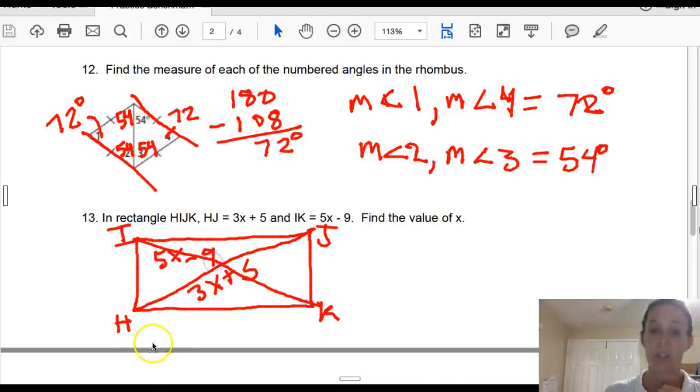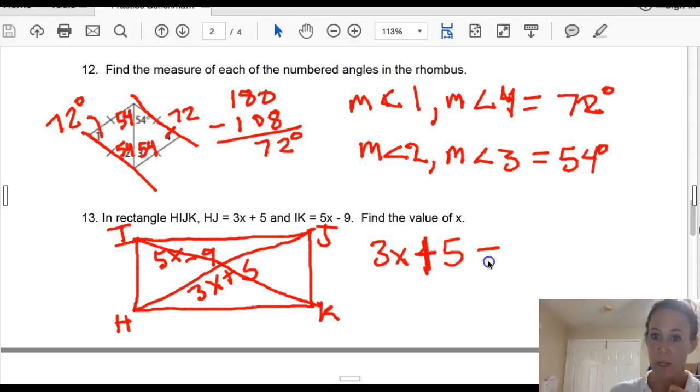Now I need to know this property. I'm solving for x, and I know in a rectangle, diagonals are congruent. That doesn't happen in a parallelogram because you're slanted. But in a rectangle, your diagonals are congruent and they bisect each other. Well, just set the two diagonals equal to each other. You're just going to do one of these. 3x plus 5, that looks like a 4 but it's a plus, equals 5x minus 9. I have to slow down for it to catch up.